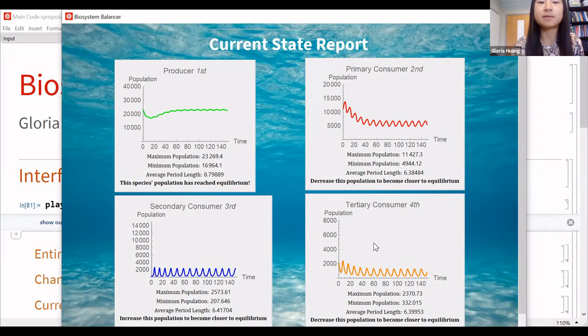And for each species, a plot is shown, which shows how the species population fluctuated during that round. Underneath the plot, we inform the user of the highest population and lowest population attained during the last round, along with the average time length of each fluctuation, which is the period of the plot. Then at the very bottom is a suggestion to the user on how they could change the species population during the next round to become closer to the starting population that results in a balanced ecosystem.